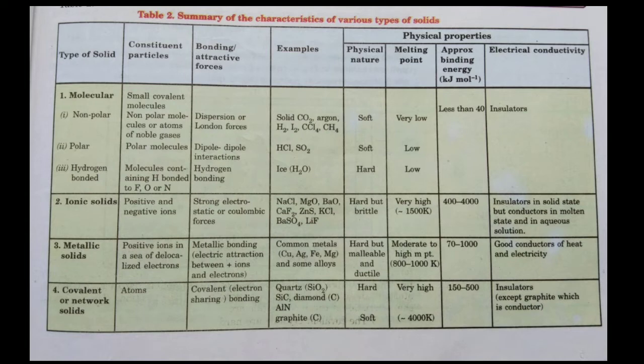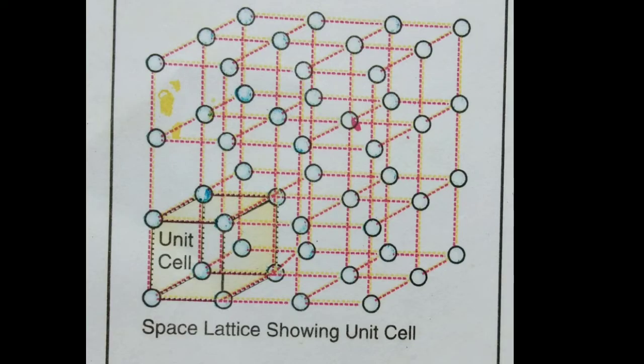The fourth one is covalent or network solids. They are held together by covalent bonding, which is the electron sharing. So examples like quartz, SiO2, SiC, diamond, AlN, graphite. Okay, now moving on to the next topic, that is the crystal lattice and unit cell.